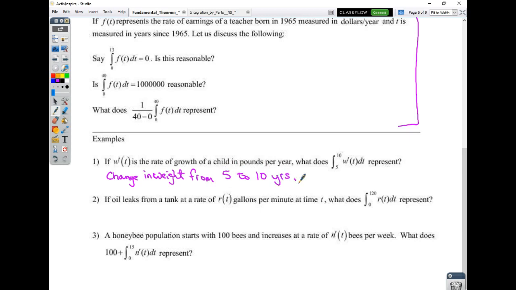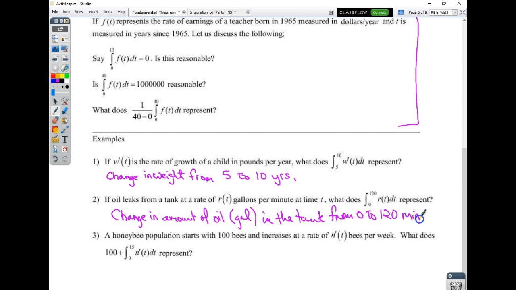If oil leaks from a tank at a rate of R of t gallons per minute at time t, what does the integral from 0 to 120 of R of t dt represent? What does that tell me? It is the change in amount of oil in gallons in the tank from 0 to 120 minutes.